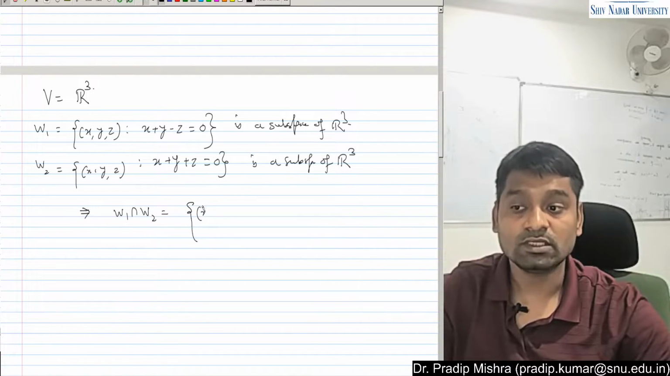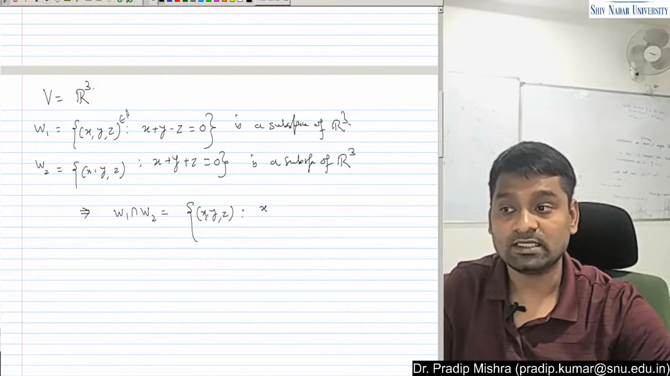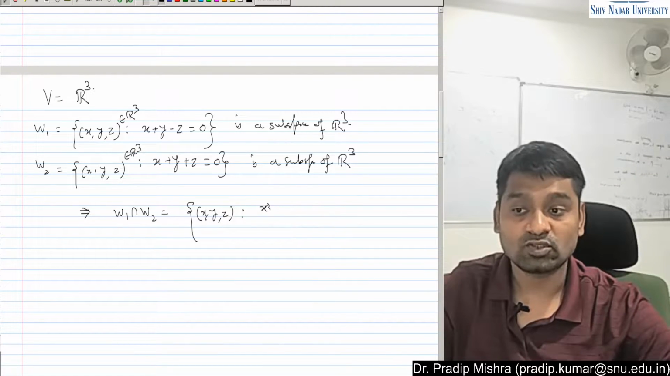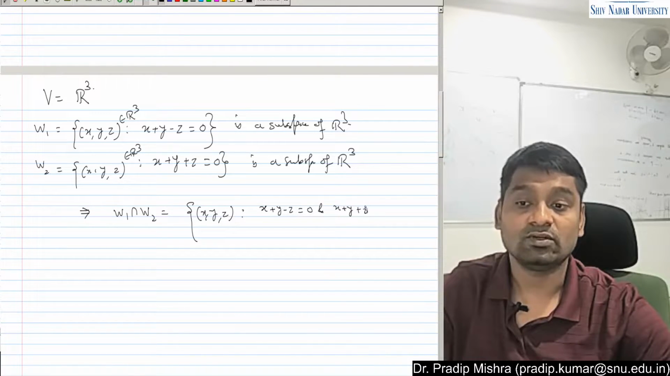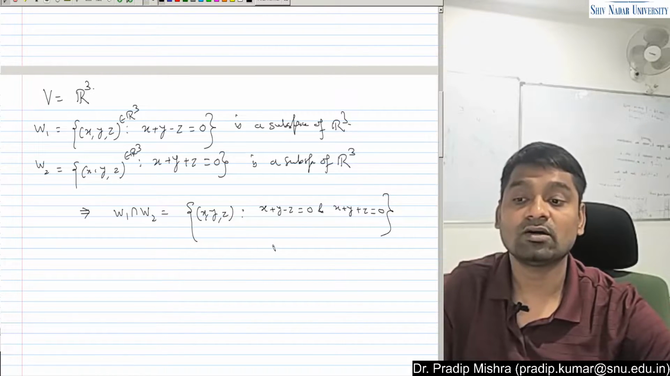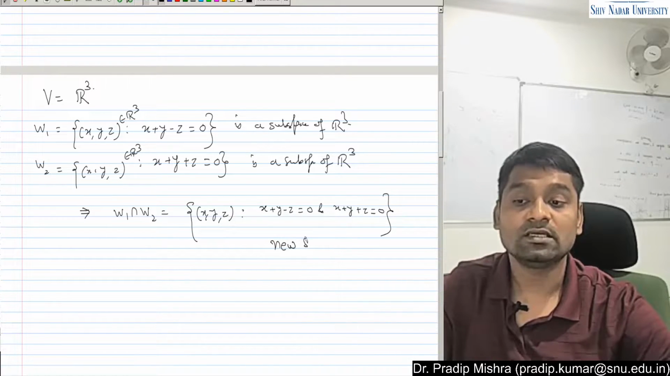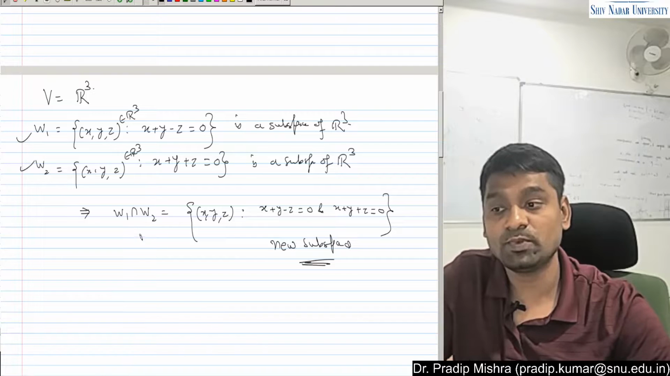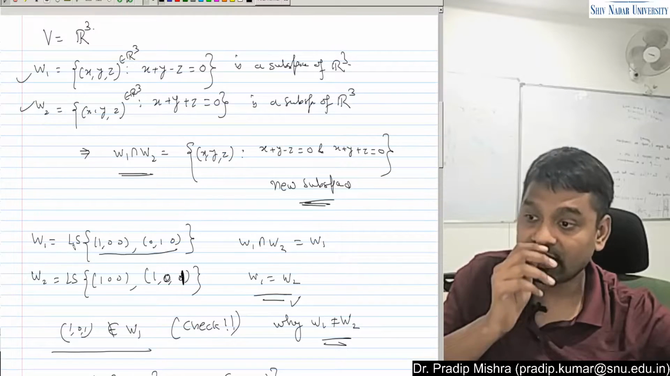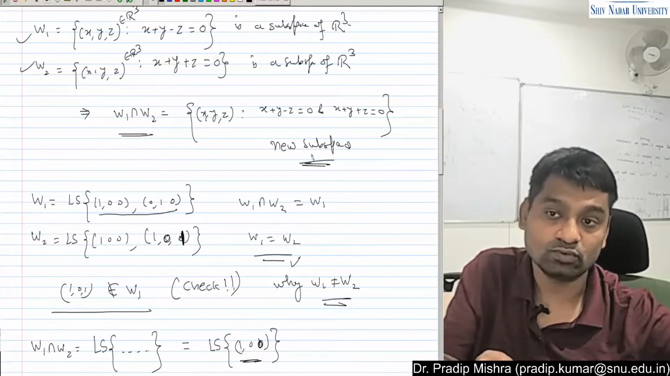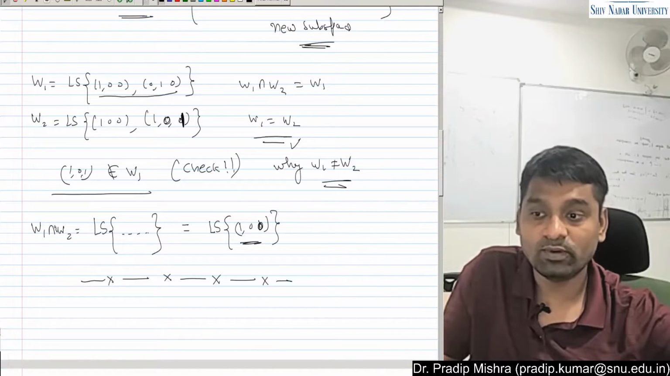W1 intersection W2 is those (x, y, z) belonging to R3 such that x plus y minus z equal to 0 and x plus y plus z equal to 0. So this turns out to be a new subspace. So this is the method: given two subspaces, you can get a new subspace. We have W1 and W2, and we have seen how to find W1 intersection W2.